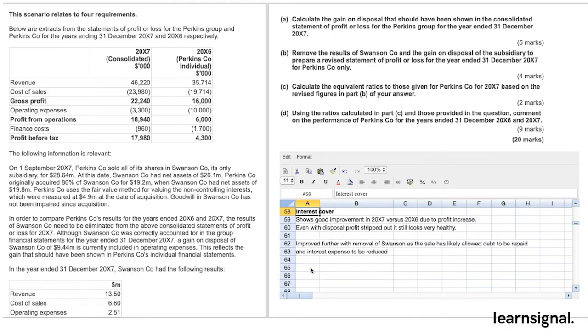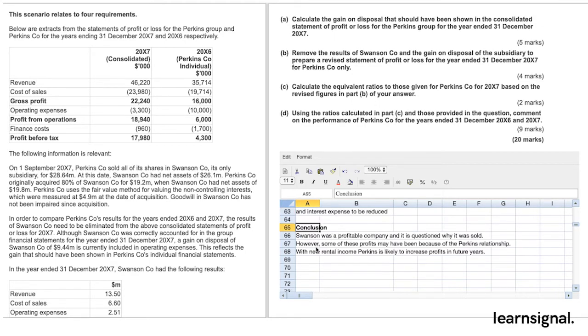It's really important at the end of a question like this to do a conclusion for the examiner. So your conclusion might include points that Swanson was a profitable company, and you might question why it was sold. However, the profits have been derived from favourable terms with Perkins, such as cheap supplies and free rental. It's worth noting that Perkins now has rental income in the year, and this should grow in future periods and is likely to improve the income of Perkins.